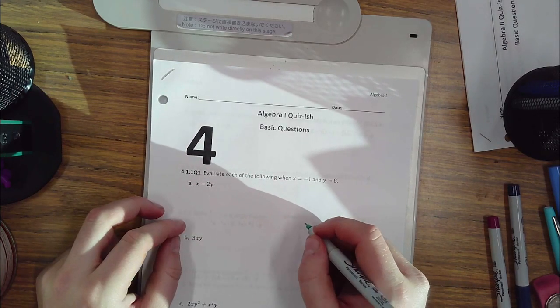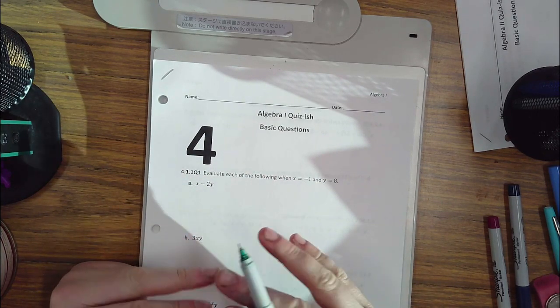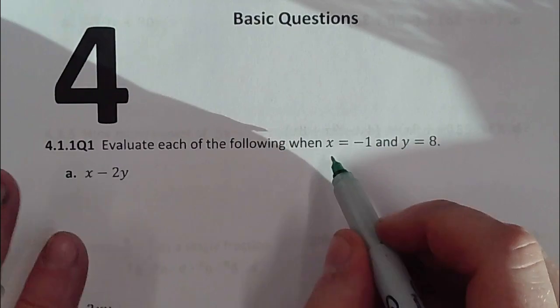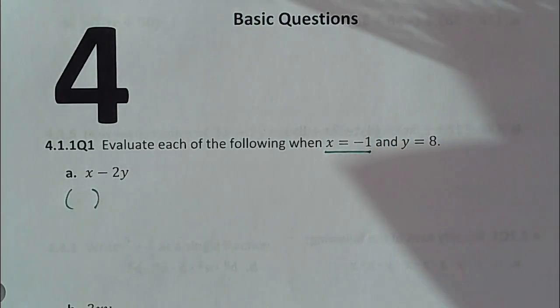All right, so when it says evaluate each of the following when x is negative 1 and y is 8, it's just saying that instead of x, we can replace it with a negative 1. Now, whenever we replace something, we're going to replace it in parentheses. So x is some value, right? That's our x value. And y is some other value. So right now we have whatever x is minus 2 times whatever y is.